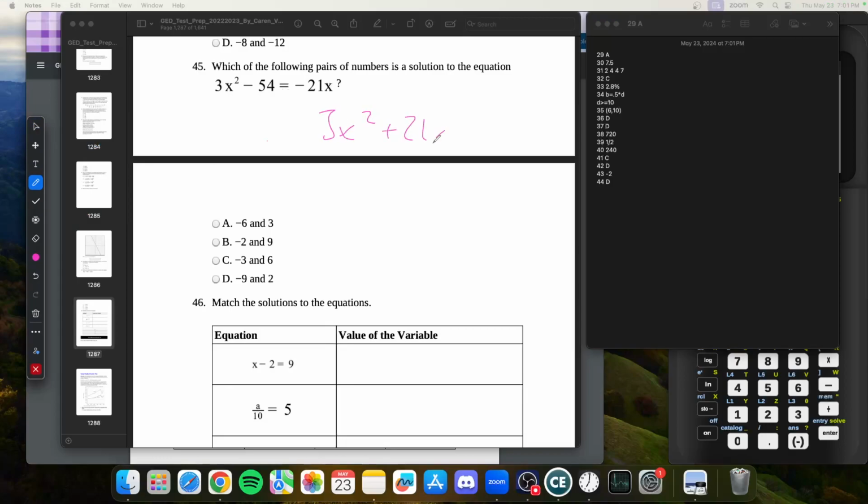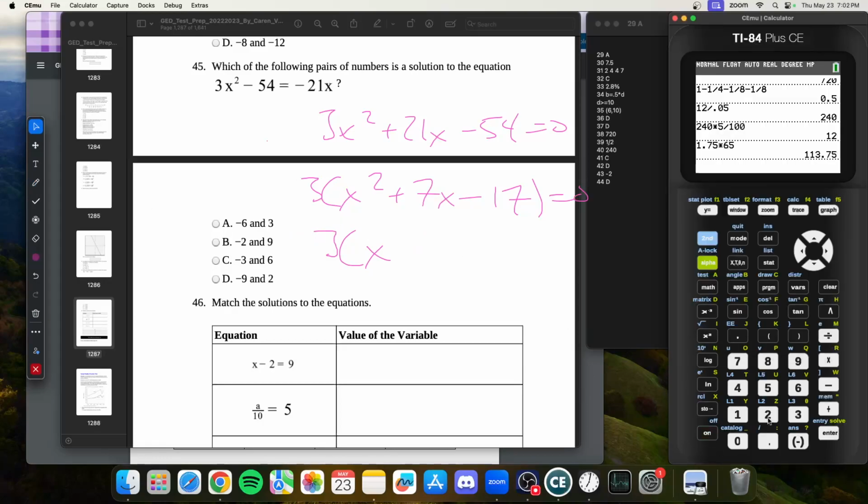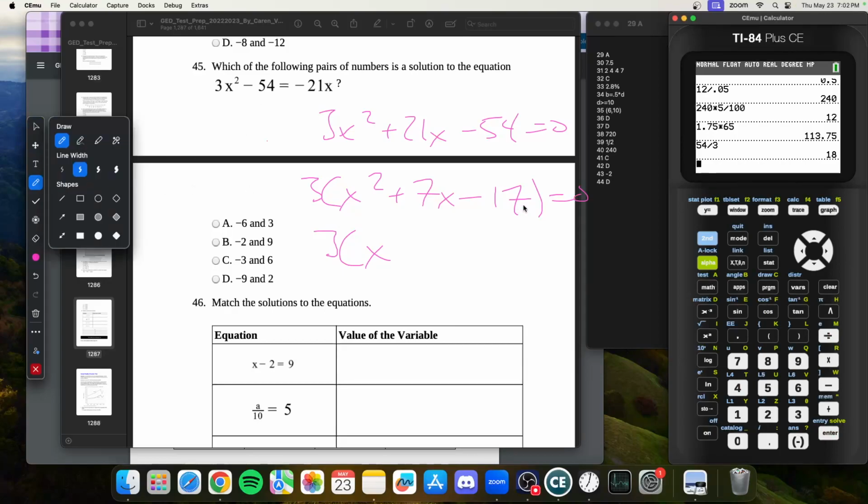3x squared plus 21x minus 54 equals 0. So this is 3x squared plus 7x minus 14, 30, 24 times 17 equals 0. 3 times x. So I need 2 numbers that multiply to 17. That doesn't exist. I did something wrong. What's 54 divided by 3? That's 27. 54 divided by 3 is 18. Okay, it's 18.